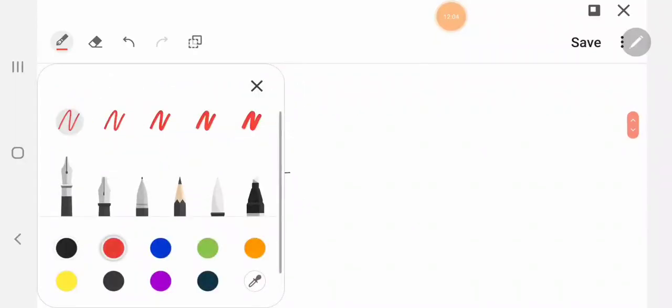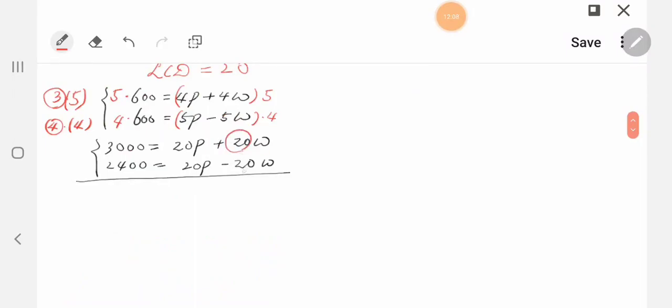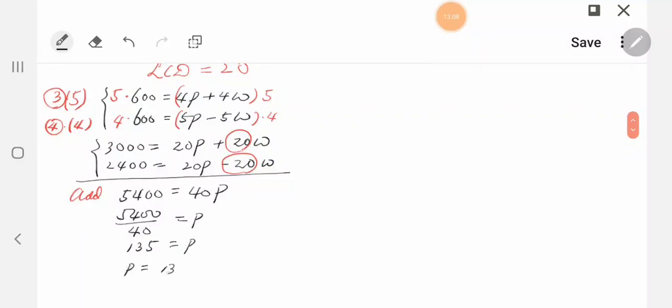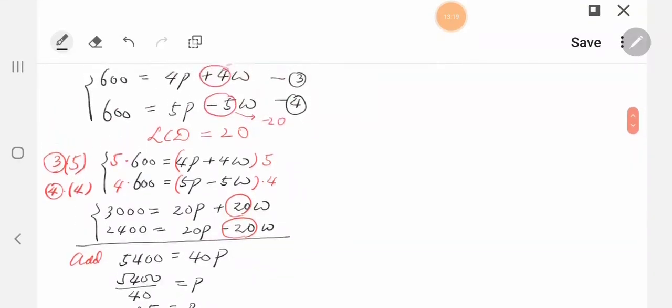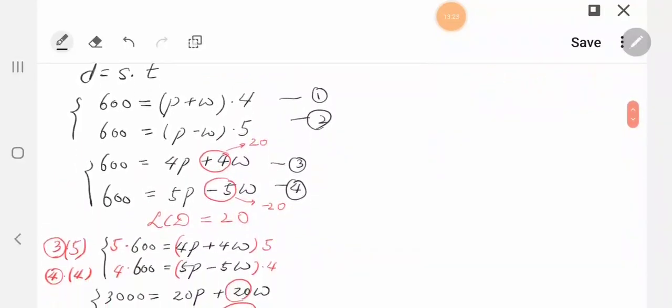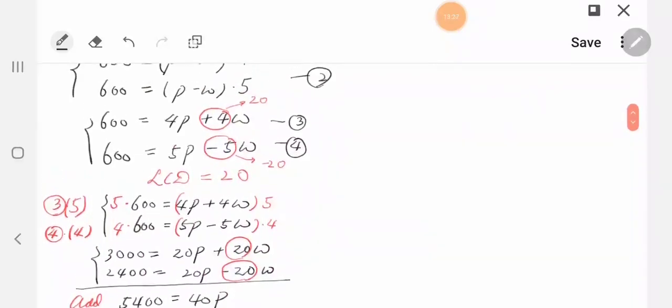So from this, the coefficient of W is 20 and negative 20, so we can just add them up so that we can eliminate W. When we add these two, it will be 5400 equal to 40P, then P is 135. So the speed of the plane is 135 miles per hour. So we found the speed of the plane. From this, let's find the wind speed. You can use any equation, so why don't we use equation 1? Okay, let's use equation 1.